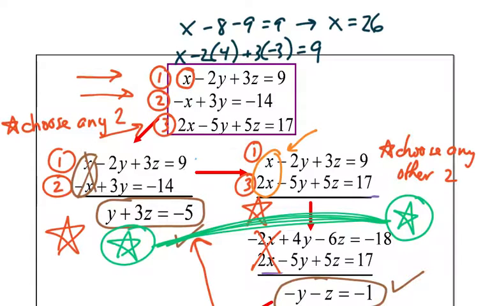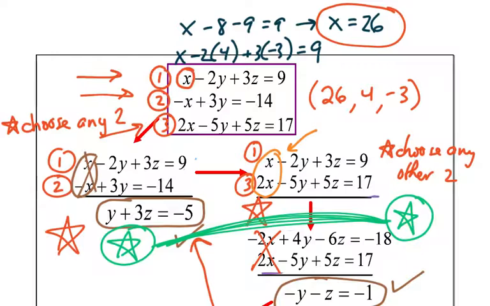Okay, that looks pretty good. And if we go back and plug everything back in, you'll see it works. So those would be my 3 answers. Final answer, we would get x equals 26, y was 4, and z was negative 3. And there's my final answer.